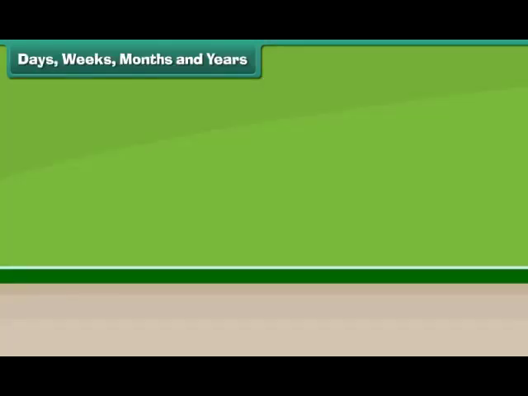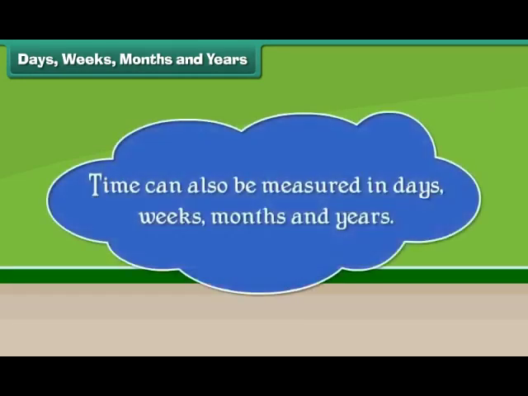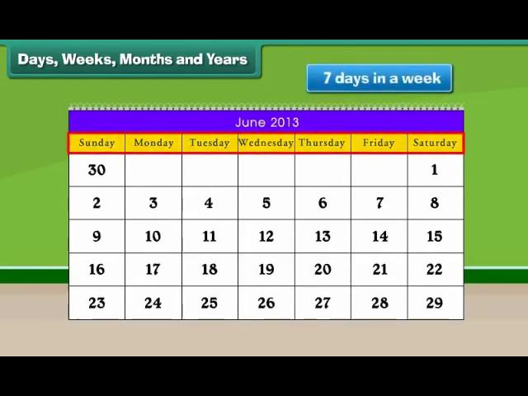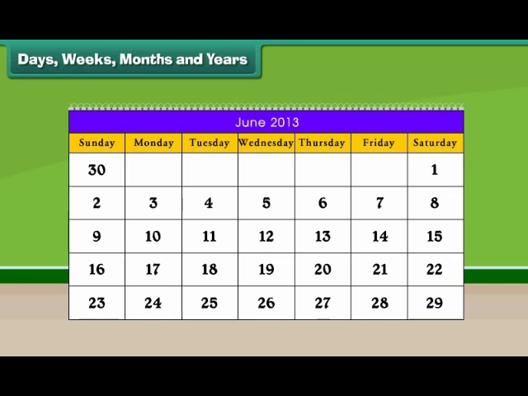Days, weeks, months and years. Time can also be measured in days, weeks, months and years. There are 7 days in a week. They are Sunday, Monday, Tuesday, Wednesday, Thursday, Friday and Saturday.